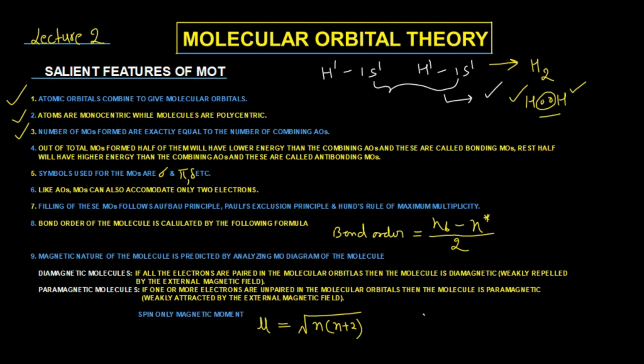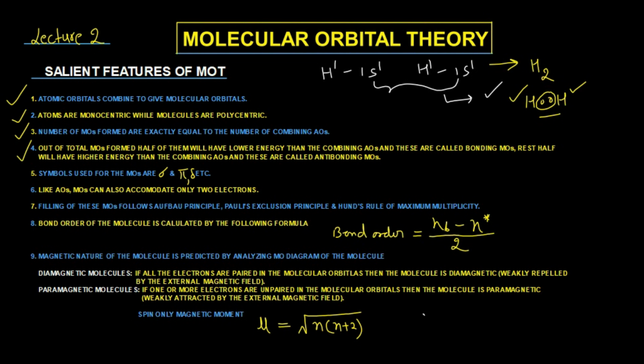The rest half of the molecular orbitals will have higher energy than the combining atomic orbitals, and these are called anti-bonding molecular orbitals, right? Please remember, this fourth point is another very important and special feature of the molecular orbital theory. I'll explain this fourth point again when I draw the molecular orbital diagram for the particular molecule, but right now you can understand it in that manner.